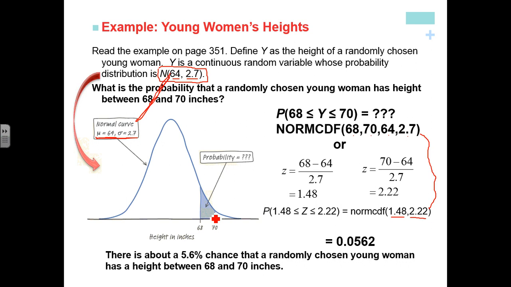So in context, always put your answer in context. There's a 5.6% chance that a randomly chosen young woman has a height between 68 and 70 inches.